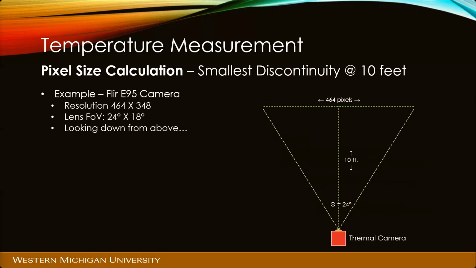In this case, we can calculate the width of a pixel either width-wise or height-wise, and it's going to be the same because we have the same aspect ratio between the lens and the sensor. So if we look down from above, I'm going to say we're standing, if we look at 10 feet, what is the smallest discontinuity we can find?